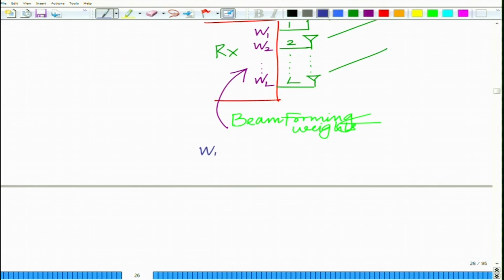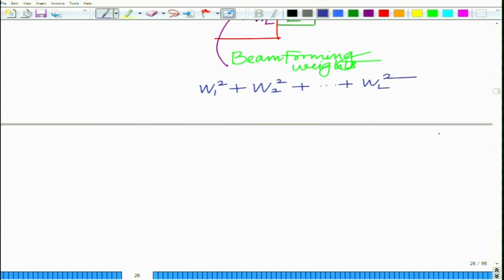beam former, that is W1 square plus W2 square, because this also influences the output power of the combiner. So, we restrict the energy of the beam former, often also called the power of the beam former, because this is what is applied at every time instant.